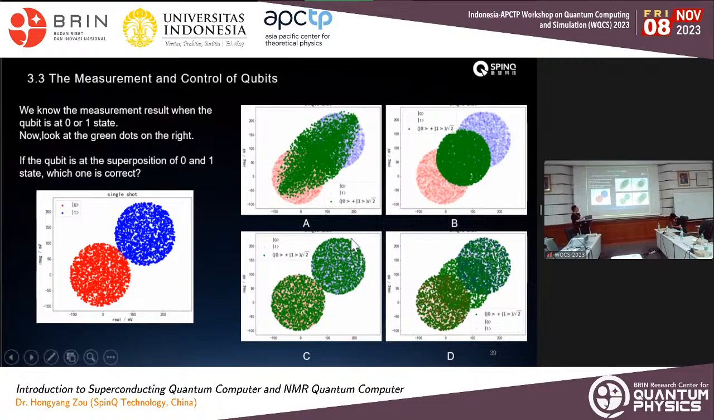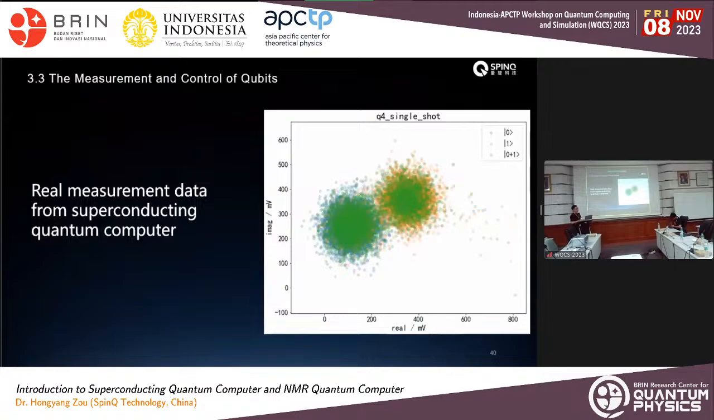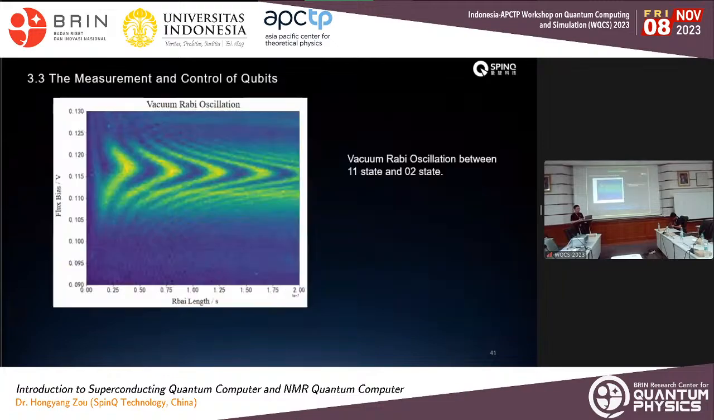Then someone may guess it's the middle. And indeed, it looks like this one. And here is the real measurement data from a superconducting computer. And so even though we have some noise, the fundamental result is still the same.